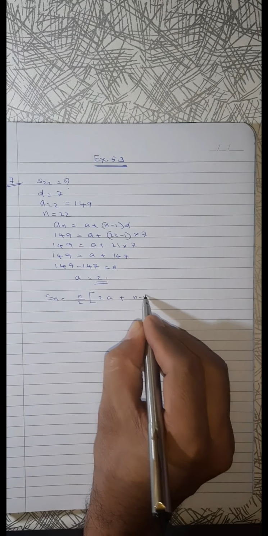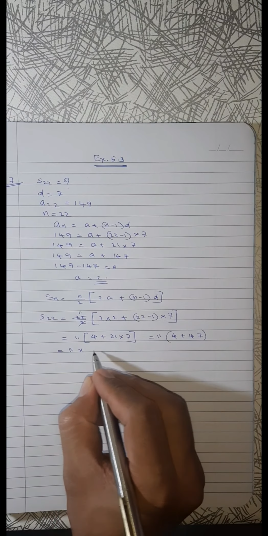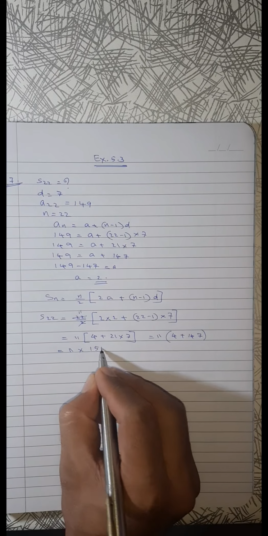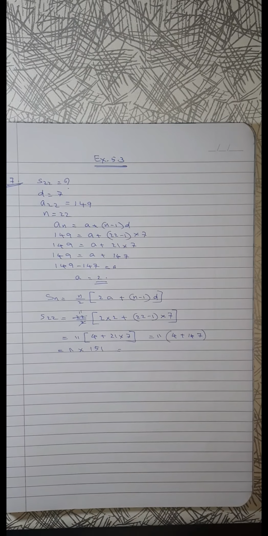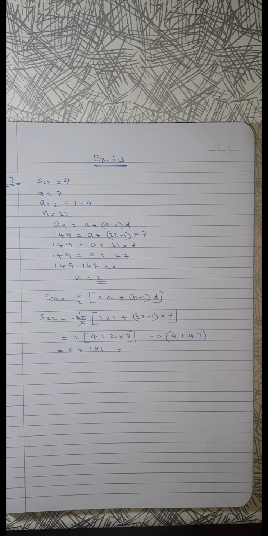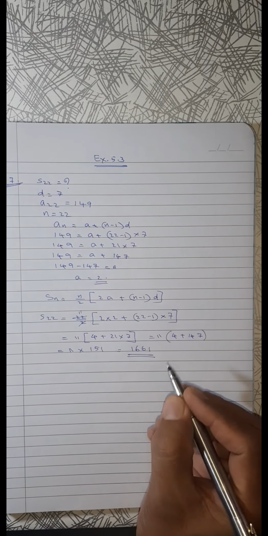11 into 4 plus 147. That is 11 into 151. 11 into 151, 1661 is the answer. So, a direct question.